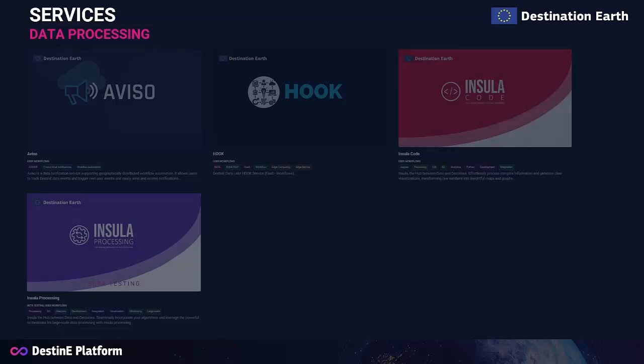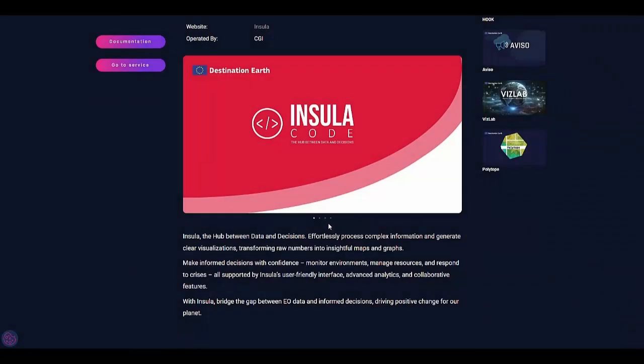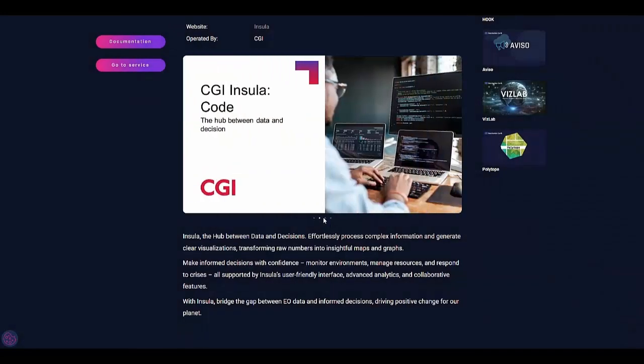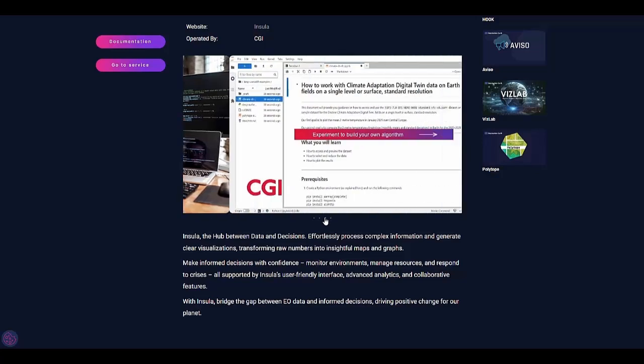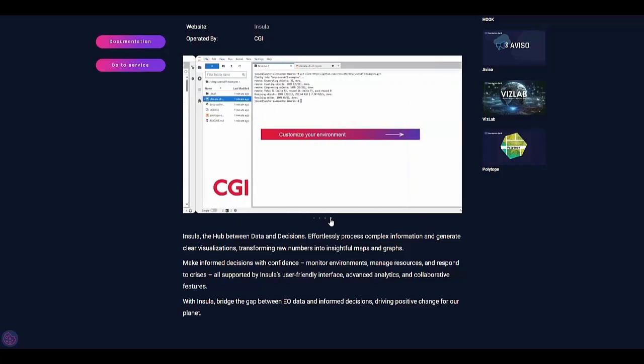Then we have a series of services under the user workflows category that are used to exploit and process data. For example, Insula provides two components, a code environment, which is the development environment, built on JupyterHub and Jupyter Notebooks, to integrate advanced Python libraries like GDAL, Rasterio, and Xarray.